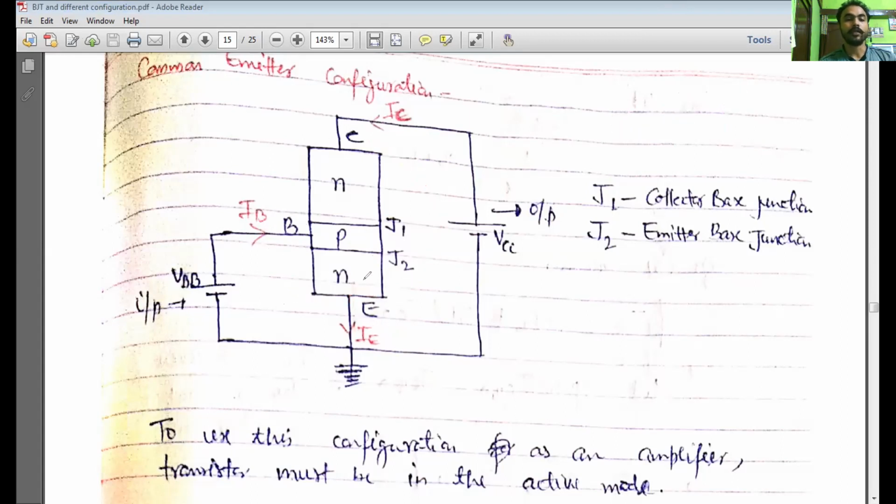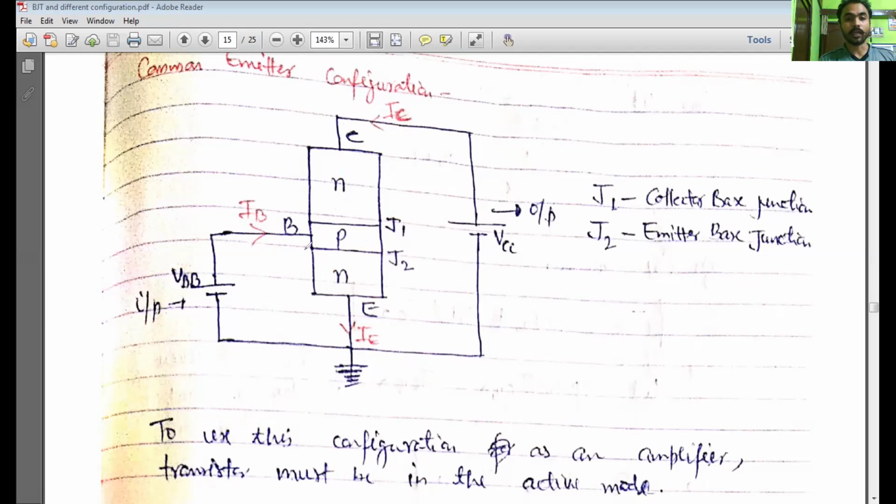Now you can see that it's an NPN transistor. In an NPN transistor, the first N is the emitter, the P is the base, and the second N is the collector. I told you that the transistor is a two-port device, so on one port you give the input, and on the other side you take the output. You can do the vice versa also.